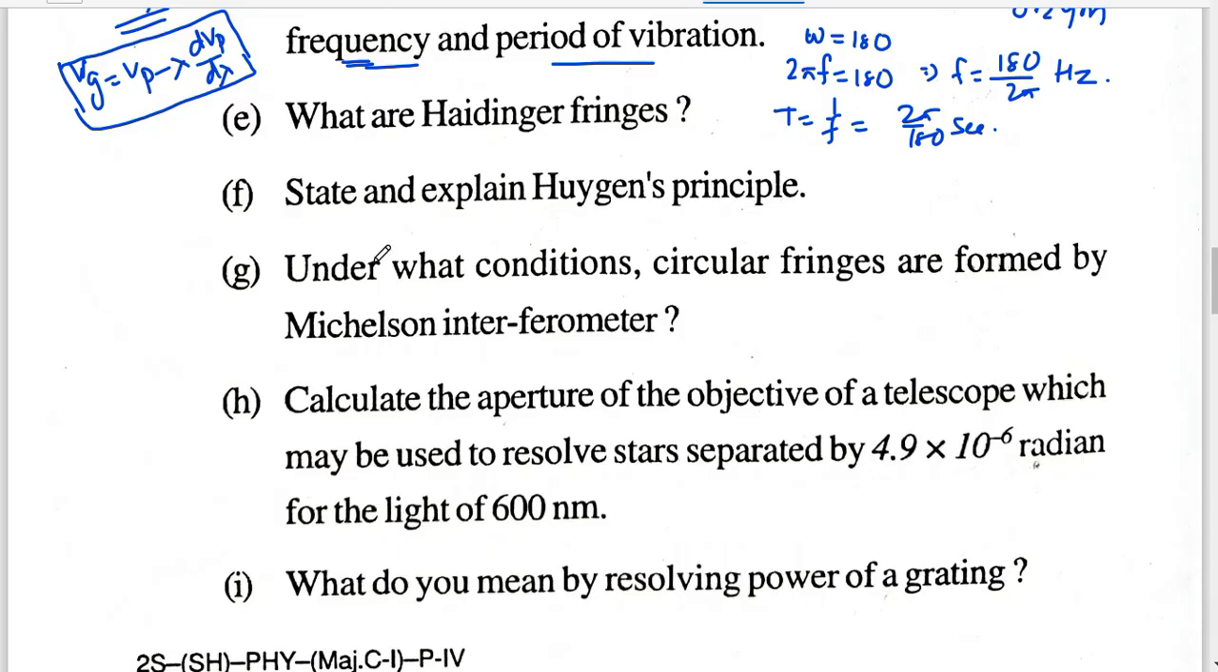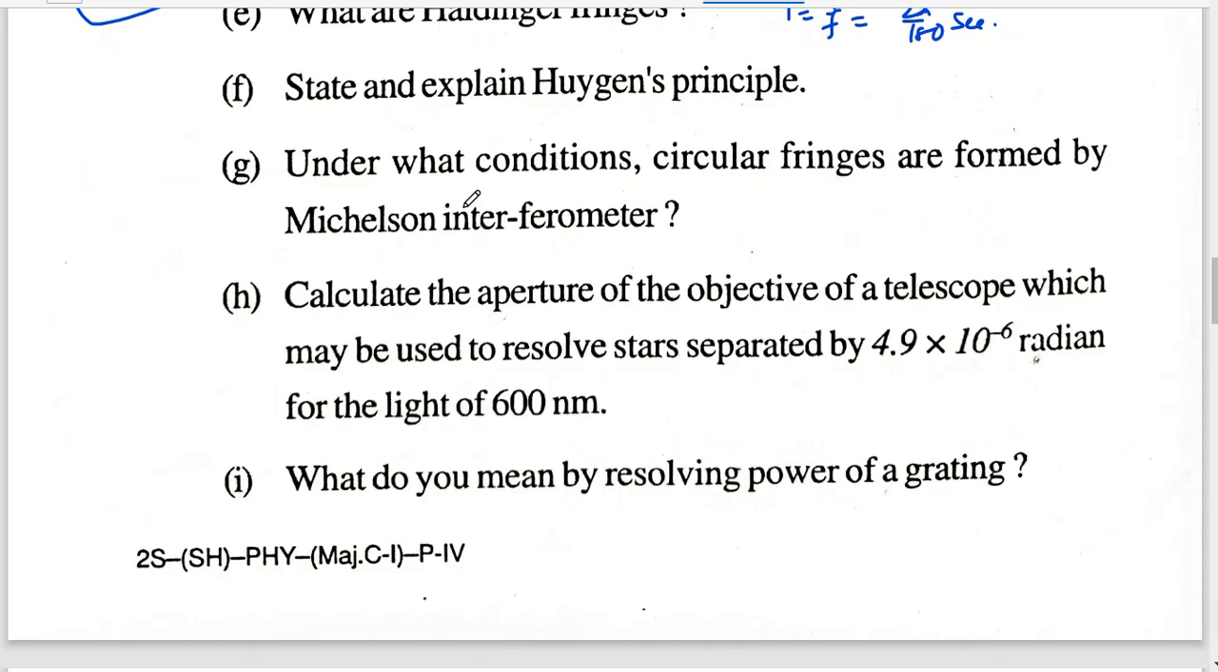Question F: state and explain the Huygens principle. So Huygens principle basically explains about the wavefront and about the primary wavefront and secondary wavelets. So there are basically two points which explain the Huygens principle.